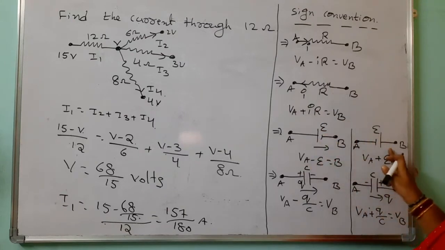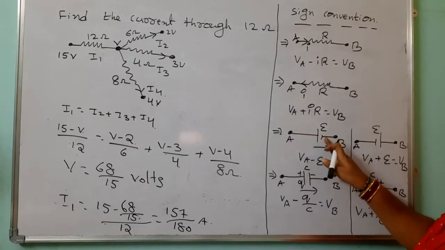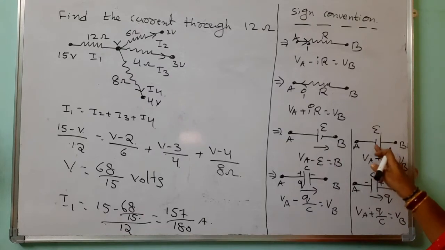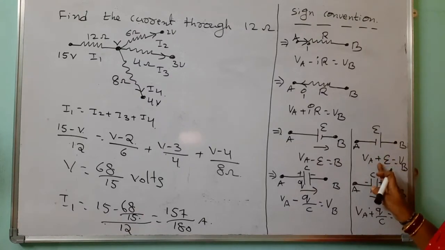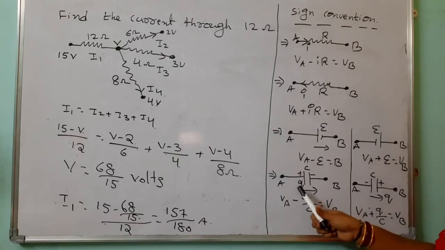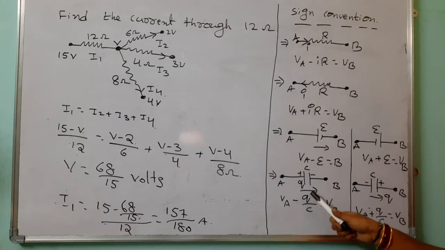And this is the cell. If the current is flowing from positive to negative, we take it minus. If the current is flowing from negative to positive, we take it plus. Then in this case, capacitance also. This is one plate, this is another plate, and here capacitance is C. Based on the flow of the charge, this is VA minus, here also from positive to negative, that's why the potential is minus Q by C. Q by C is also giving the potential difference. Here also VA plus Q by C equals VB. This is the potential.